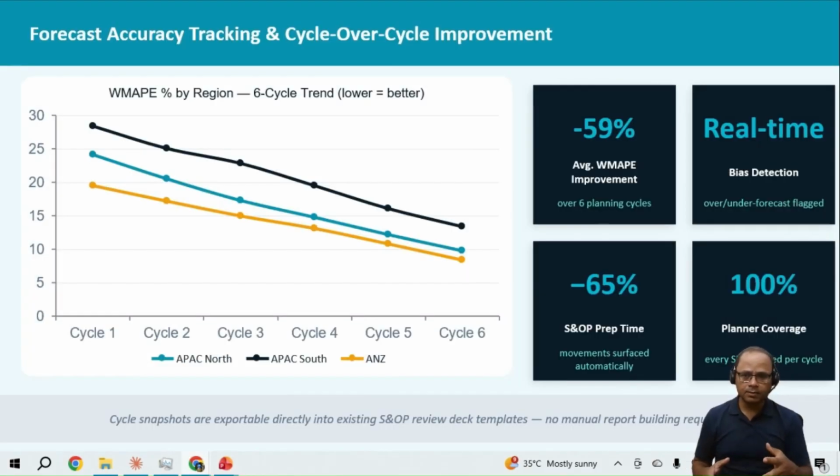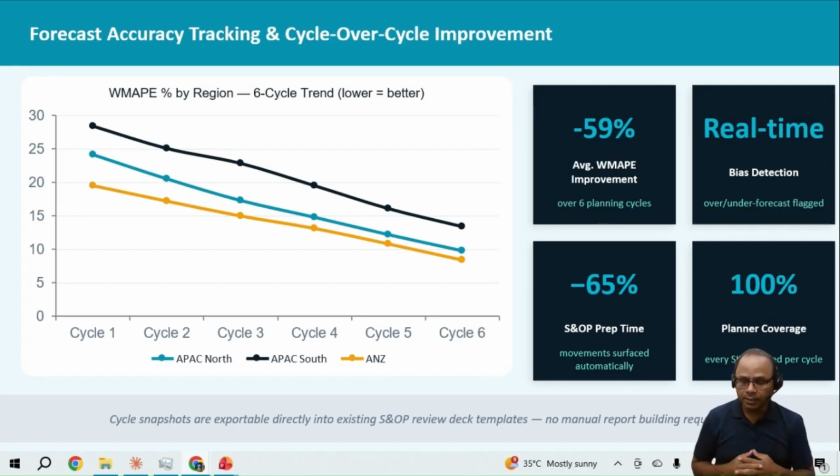This tool is able to answer a question that every S&OP leader should be asking. Are we getting better at forecasting, or are we making the same mistakes cycle after cycle? The line chart tracks the WMAPE forecast error across 6 consecutive planning cycles for 3 regions. All 3 lines are heading in the same direction, down. One of the regions went from 24% error at cycle 1 to under 10% by cycle 6. Another region, which started in the best position, is now at 8.4%. The third region, which started hardest at 28%, has improved to 13%.